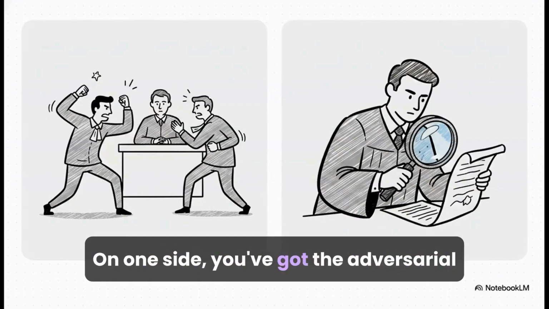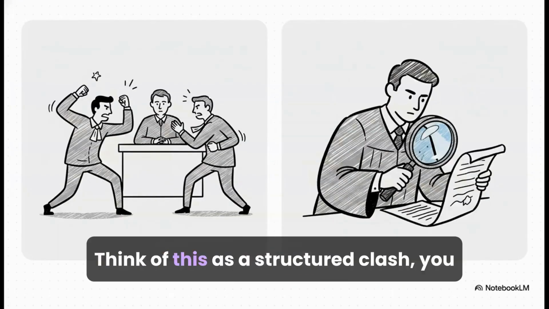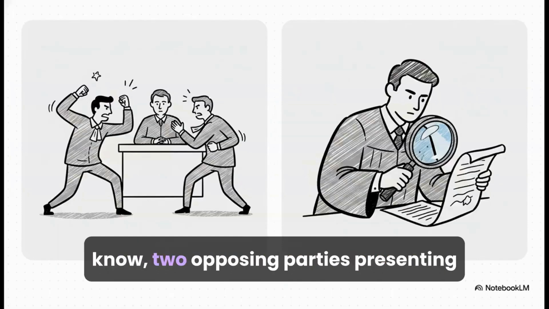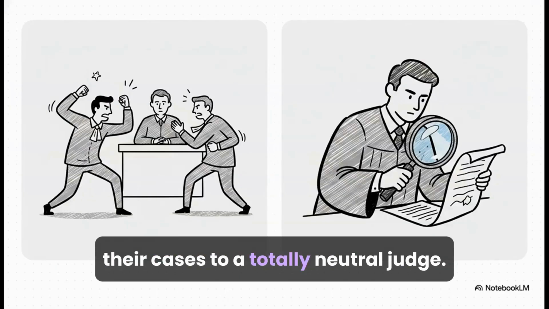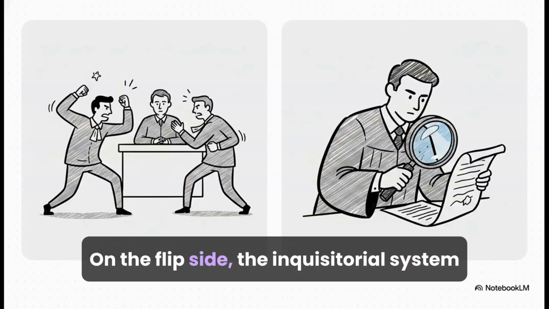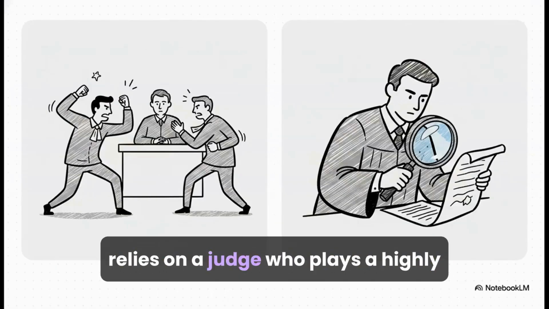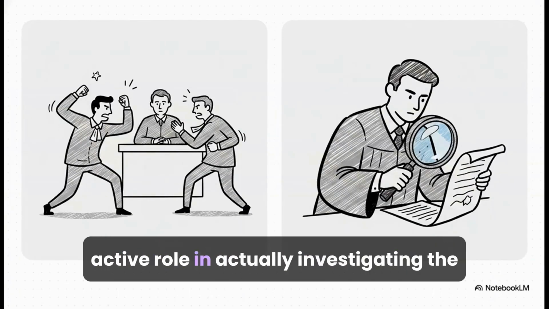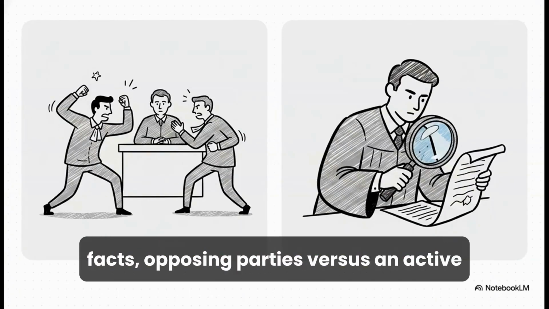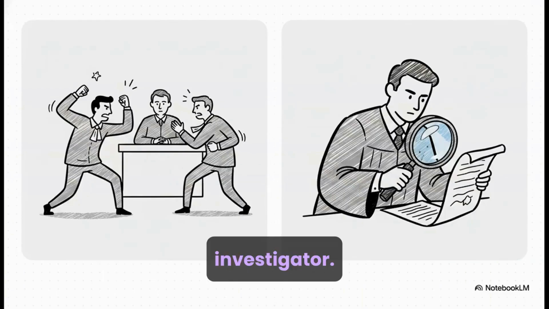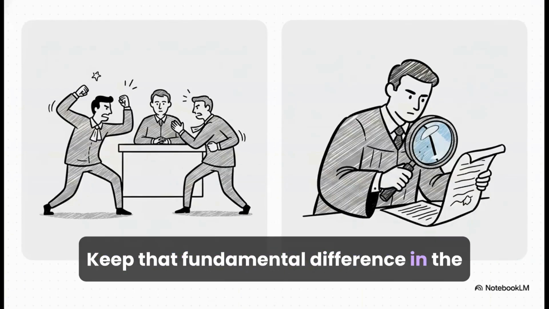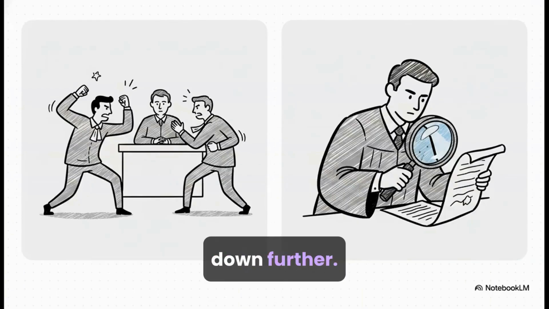So here's the high-level contrast. On one side, you've got the adversarial system. Think of this as a structured clash, two opposing parties presenting their cases to a totally neutral judge. On the flip side, the inquisitorial system relies on a judge who plays a highly active role in actually investigating the facts. Opposing parties versus an active investigator. Keep that fundamental difference in the back of your mind as we break these down further.